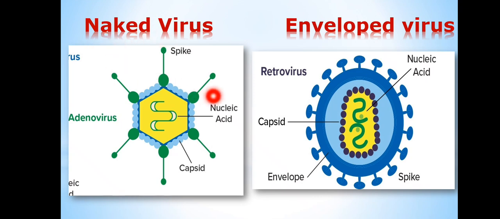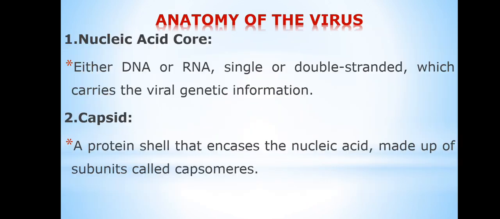Then I've also said that a virus can be naked. If it's naked, you can see that this outer membrane bilayer, this envelope, is not there. So the capsid is directly linked to the spikes. Of course, you can see that inside this virus there is nucleic acid. Remember, I've always emphasized that a virus is simply a set of genetic material. It's basically a set of proteins. It's not a living organism. So inside this there should be nucleic acid, which can be either RNA or DNA. So that is what I wanted you to know about the anatomy of the virus.